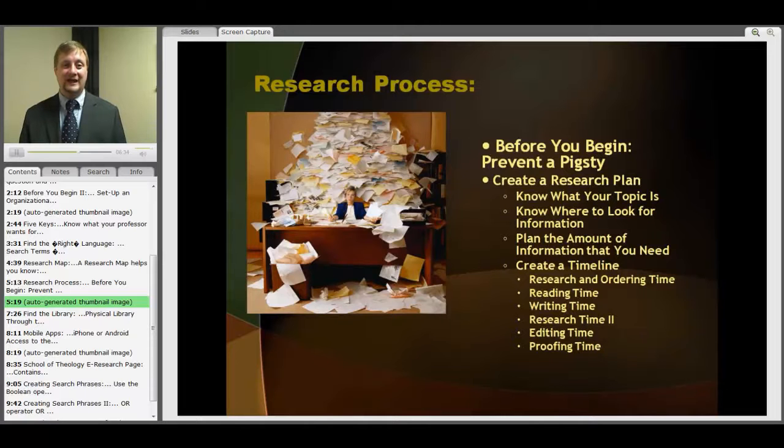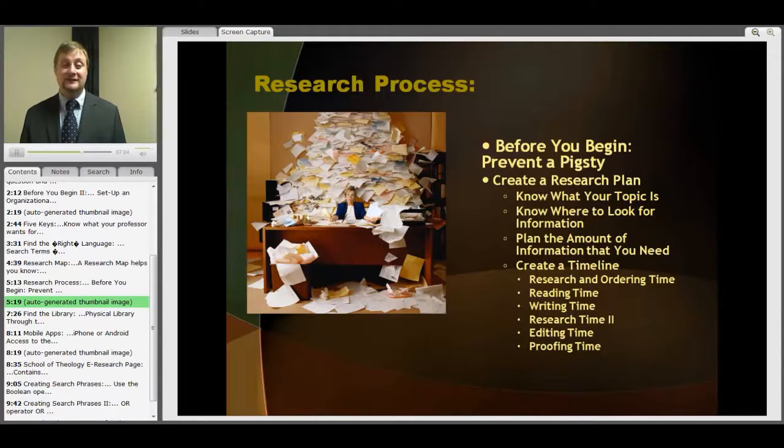As you create your timeline for your project, make sure that you have time for researching and ordering. You might need to order information through interlibrary loan, which takes 1 to 2 weeks for the materials to get here. Time for reading. It could be the best research in the world, but if you start reading at 6 p.m. when your paper is due at midnight, it's not going to be a great paper.